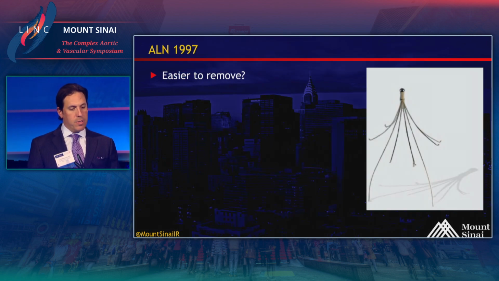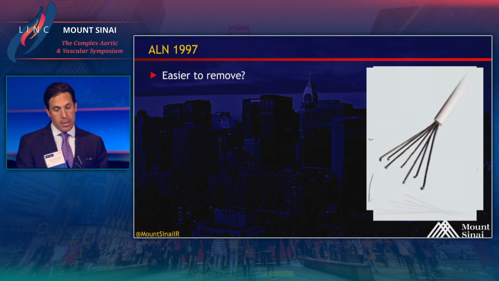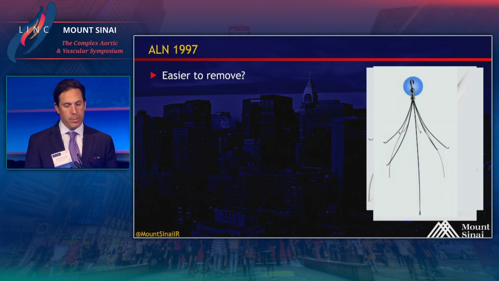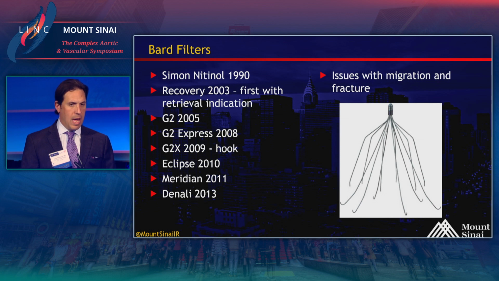The ALN filter was developed in 1997. The idea here was that it was pretty easy to get this out, and the ALN filter actually came with an ALN removal kit, which you can see here, which is like a cone, very similar to the barred recovery cone that was available. Then they decided that it'd probably be a good idea to put a hook on it, which they did, and then that was the end of that design.